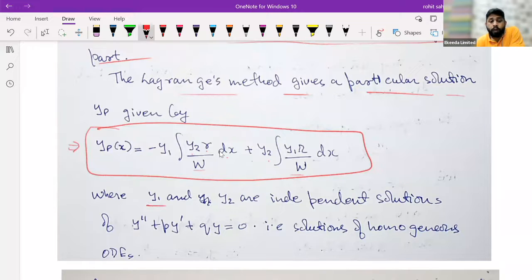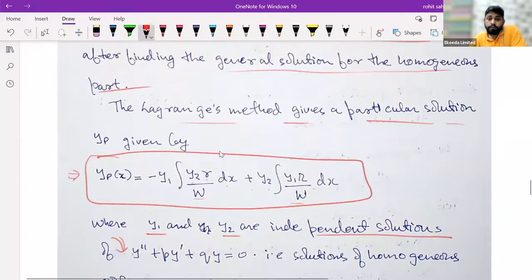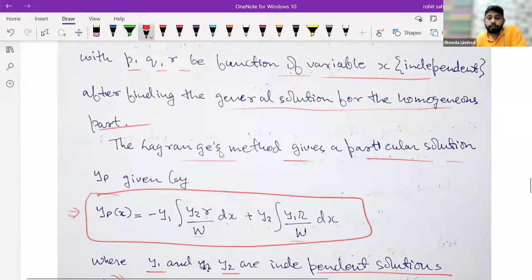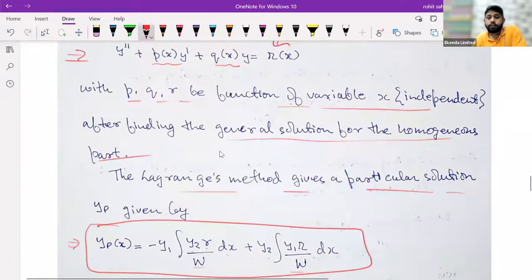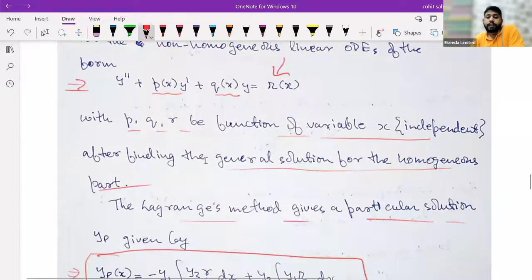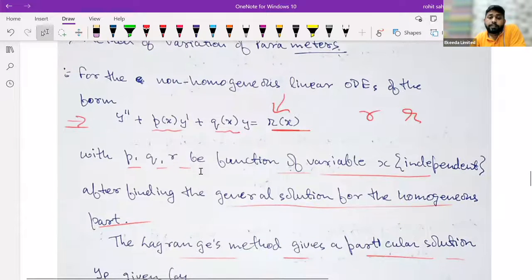Let's see what are y1 and y2. First of all, y1 and y2 are the independent solutions. The differential equation you are given is second order, so it will have 2 solutions. Using those two, you'll have 2 independent solutions, and that is what y1 and y2 are. What is r? R is the term on the right side of your differential equation. Look here, this is your r, okay? Whether written like this or like this, both are the same. It is not written as r of x, but just r. Now what is this w?